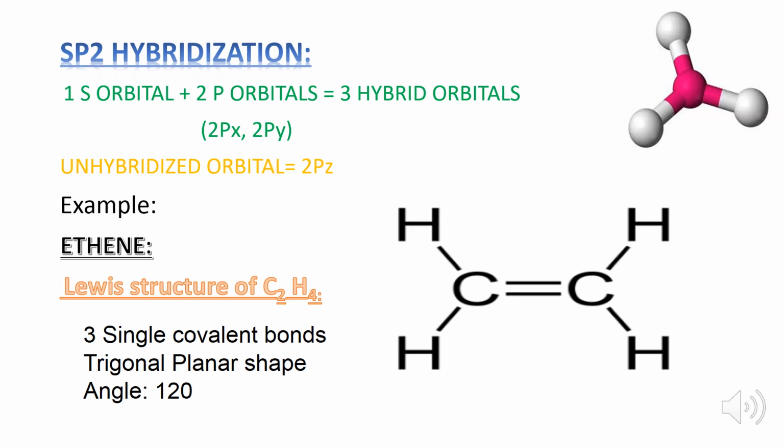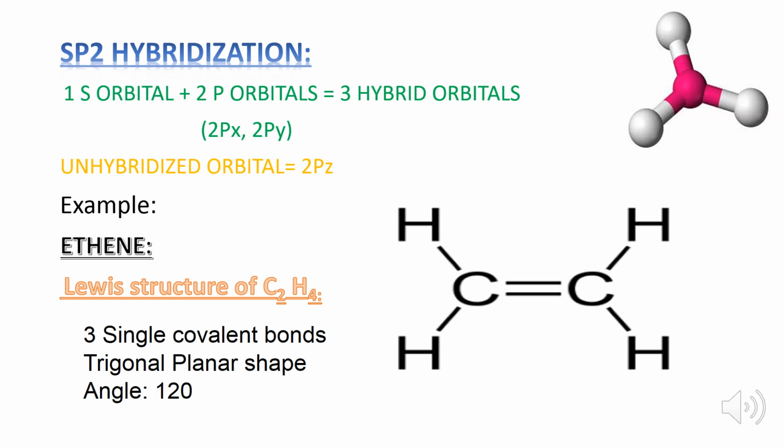sp2 hybridization. As the name indicates, sp2 means one s and two p orbitals are involved in the hybridization, and we get 3 hybrid orbitals. Here one p orbital is not involved in the hybridization and it forms a pi bond, and we know that pi bonds are not involved in hybridization. Now let us take an example of sp2 hybridization. Ethene. So here is the Lewis structure of ethene.